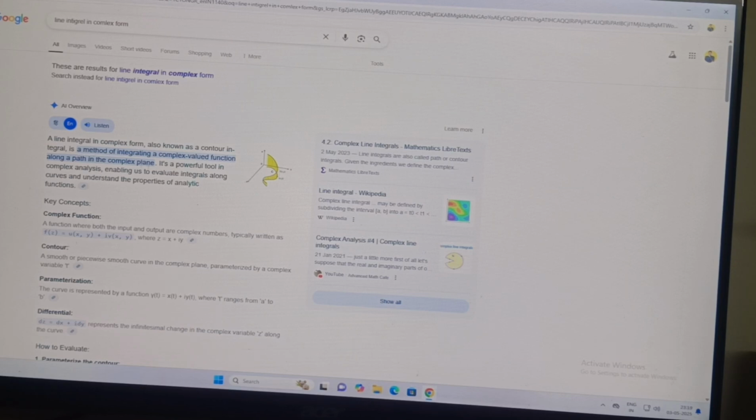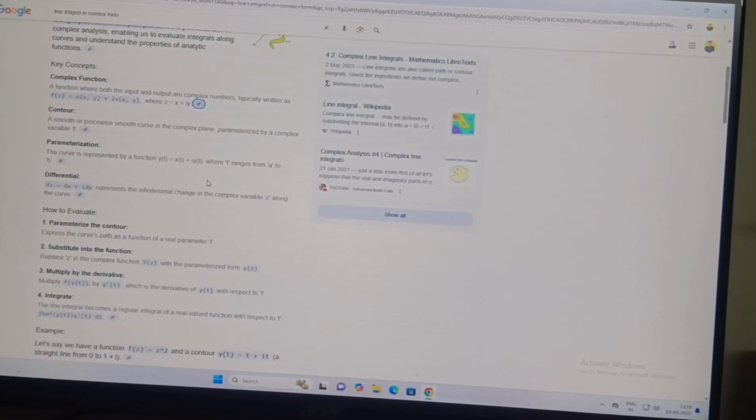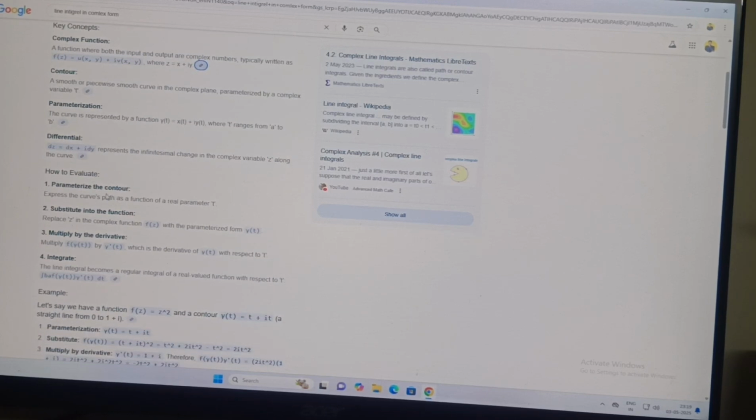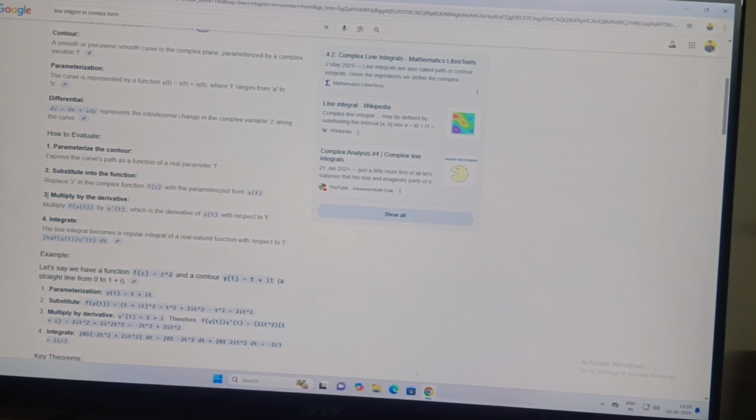Okay, so it is a method of integrating a complex valued function along a path in the complex plane. It's a powerful tool in complex analysis, enabling us to evaluate integrals along curves and understand the properties of analytic functions. A contour is a smooth curve in the complex plane parameterized by a complex value. Using this parameterization, substitute into the function, multiply by the derivative, and integrate. So this is all.